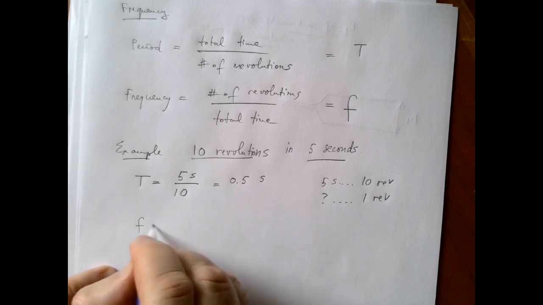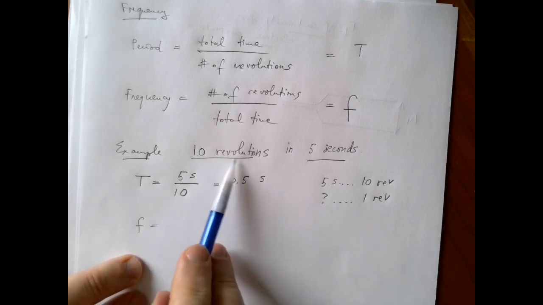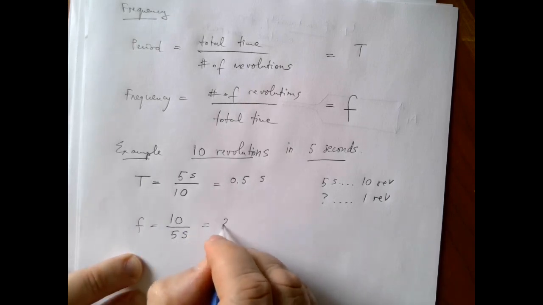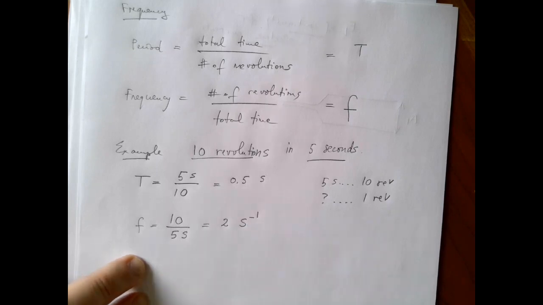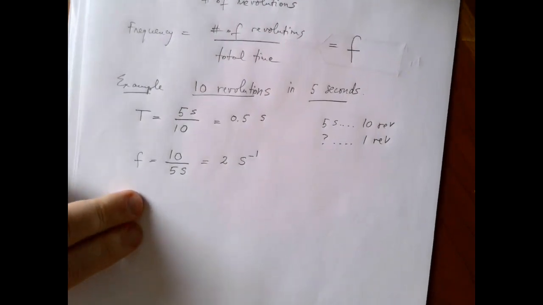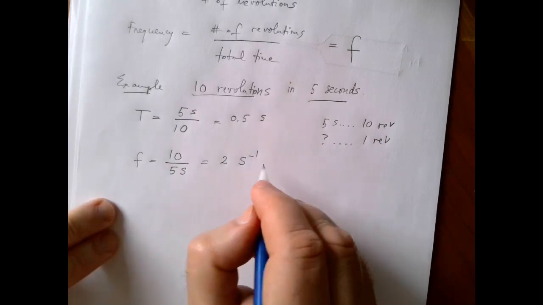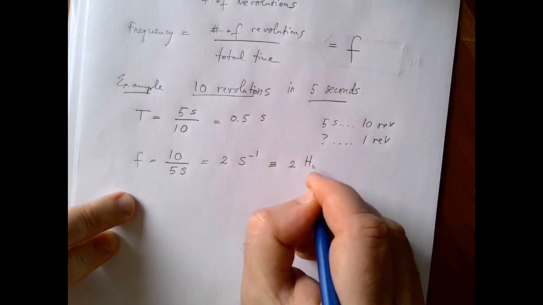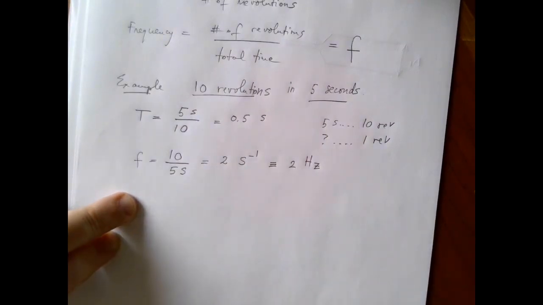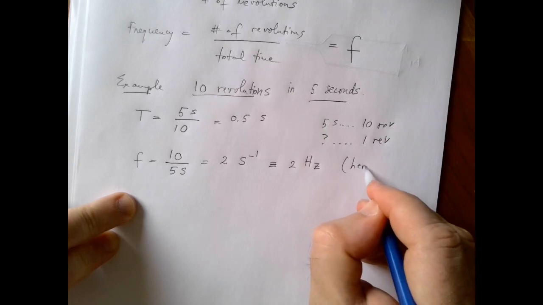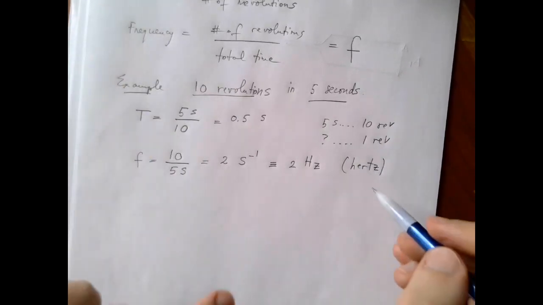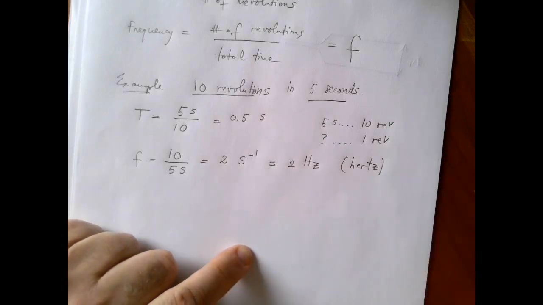On the other hand, the frequency is the number of revolutions completed in 5 seconds. So this will be 2 inverse second. The inverse second has a name. We can call this 2 hertz. The unit of frequency is called hertz. But a hertz is nothing else than inverse second.